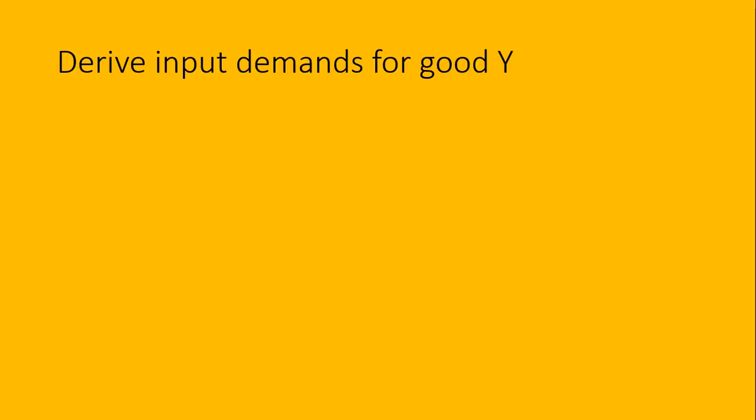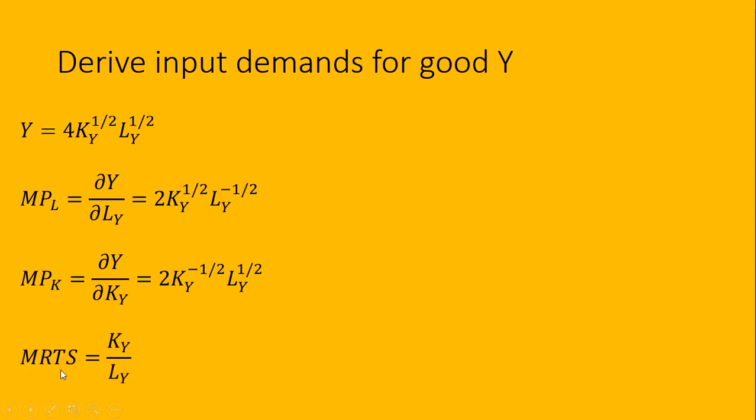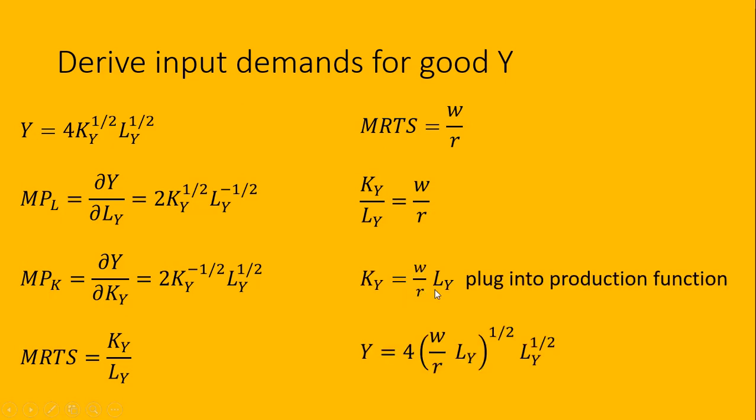We'll do the same thing now, but for firm Y. We're going to derive the input demands for labor and capital for good Y. So proceeding in a similar manner, here's the marginal product of labor. Here's the marginal product of capital, forming the marginal rate of technical substitution, which is the marginal product of labor divided by the marginal product of capital, simplifies to K over L. We're going to set K over L equal to the ratio of the input prices, W divided by R. Solving for K and plugging into the production function, we'll get the input demand for labor for good Y.